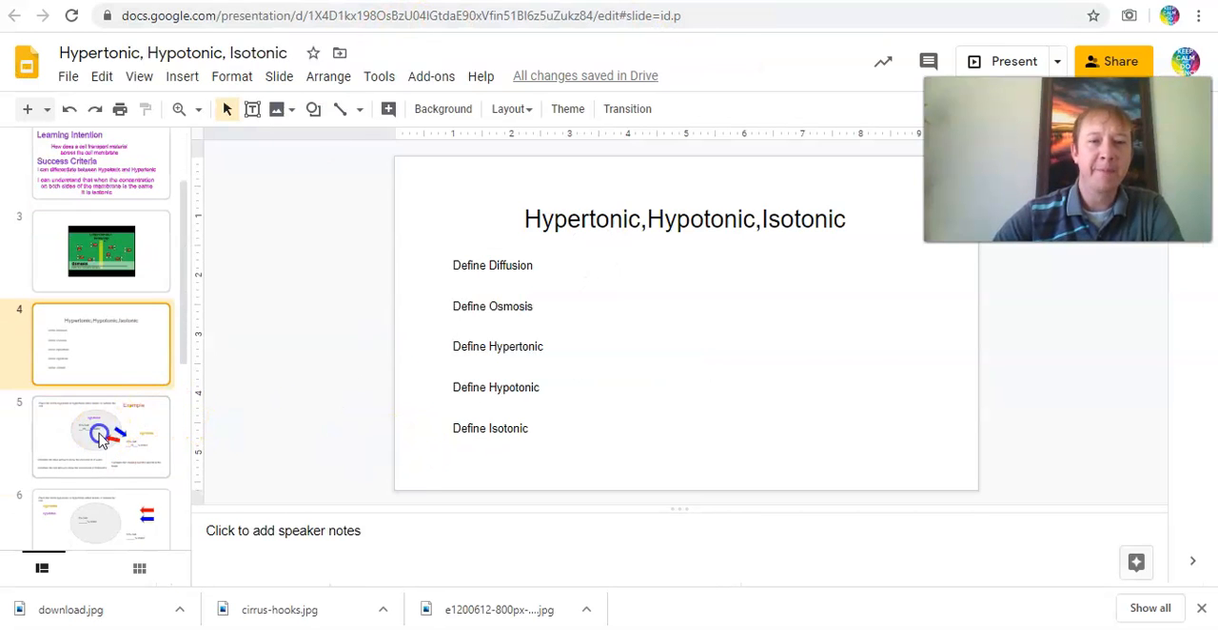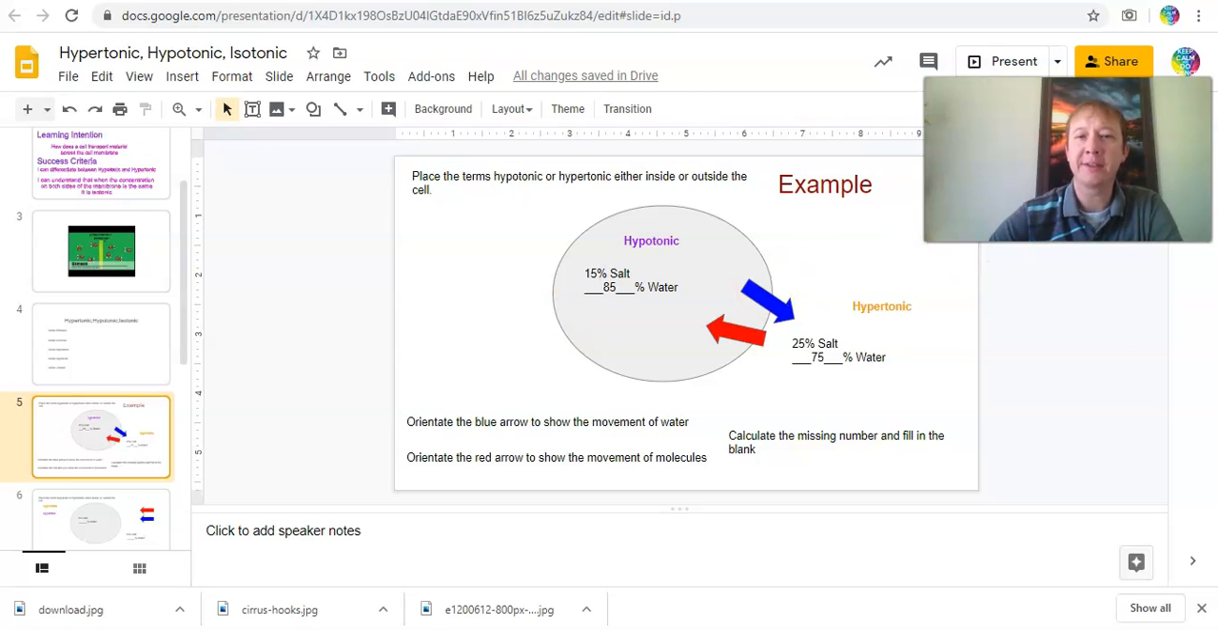What you're going to do is look at some different examples or situations and identify which direction the water wants to go. In this example, we have a higher concentration of water, so it is the hypotonic. Inside the cell we have 85% water, outside the cell is 75%. That means inside the cell is hypotonic. Outside the cell is hypertonic, because hyper has a lower concentration of water.